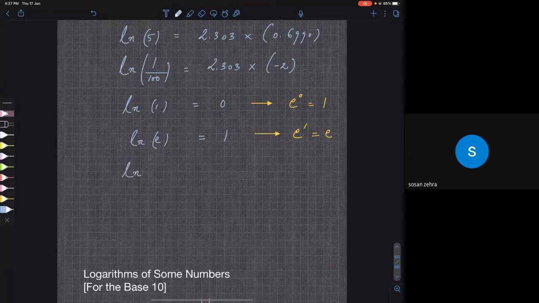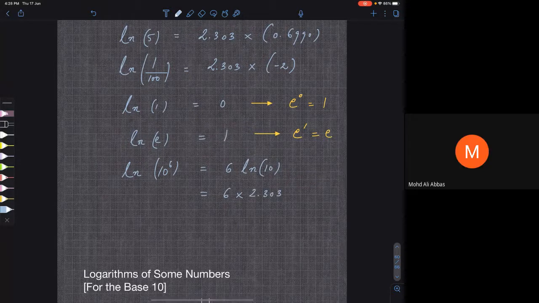So what is natural log of 1 million? 1 million is 10 power 6. So it is 6 natural log of 10, right? Yes, sir. But natural log of 10 is what? 2.303 into log of 10, right? Which is what? 6 into 2.303 into 1. That's all.